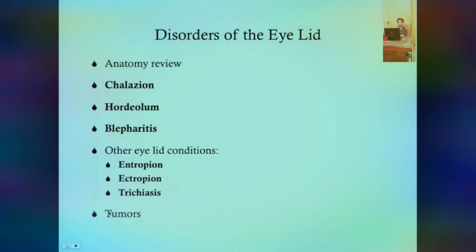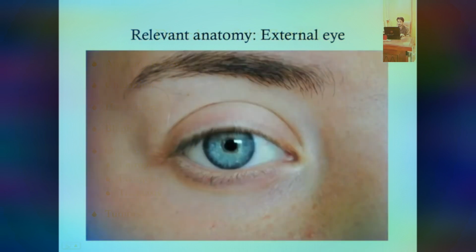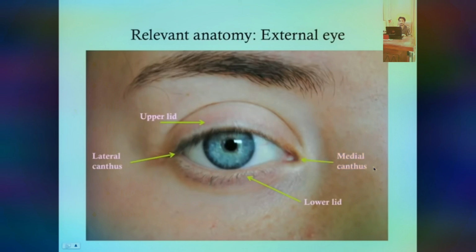And then tumors. These are tumors that occur elsewhere on the body, especially the skin, but I just wanted to briefly talk about them because they do occur on the eyelid. So the external eye here, some obvious points: the upper lid, lower lid, the lateral canthus, kind of hard to see. This is the right eye here, this is the nasal bridge right here, and then the medial canthus.